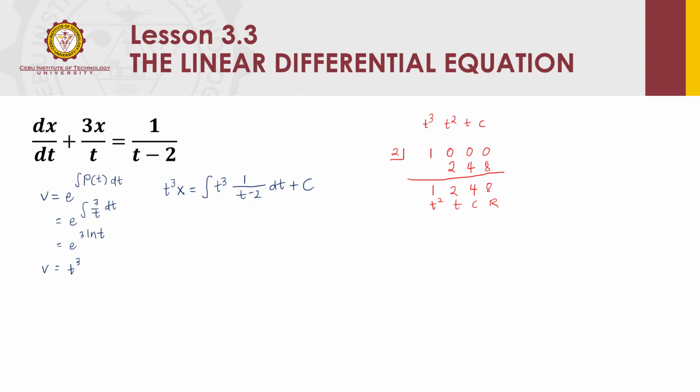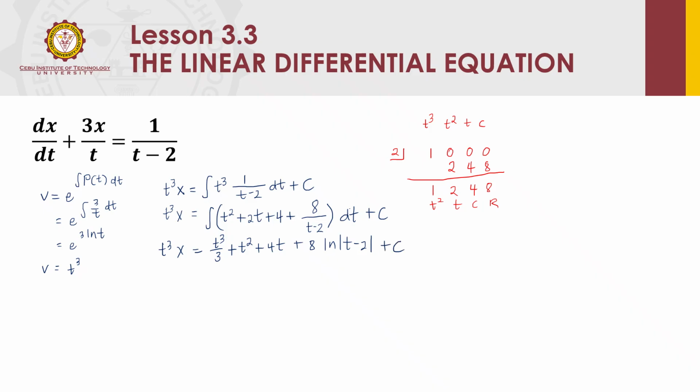Not yet integrating. So here it's t cubed times x, and for the right side, it's the integral of t squared plus 2t plus 4. For the remainder, we write it as 8 over the divisor, which is t minus 2. So integrate each term with respect to t. We have here t cubed over 3, t squared plus 2t squared over 2, or t squared, and then 4t, and for the last one, it's 8 ln of t minus 2.